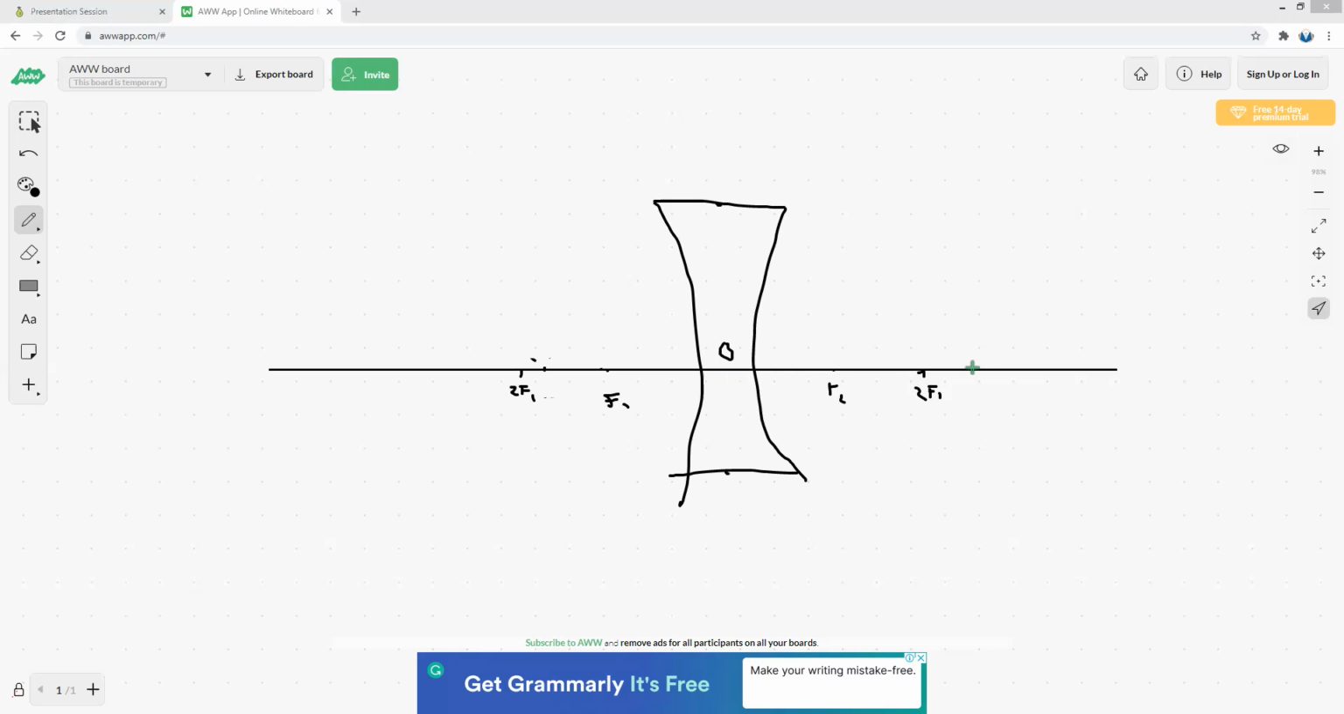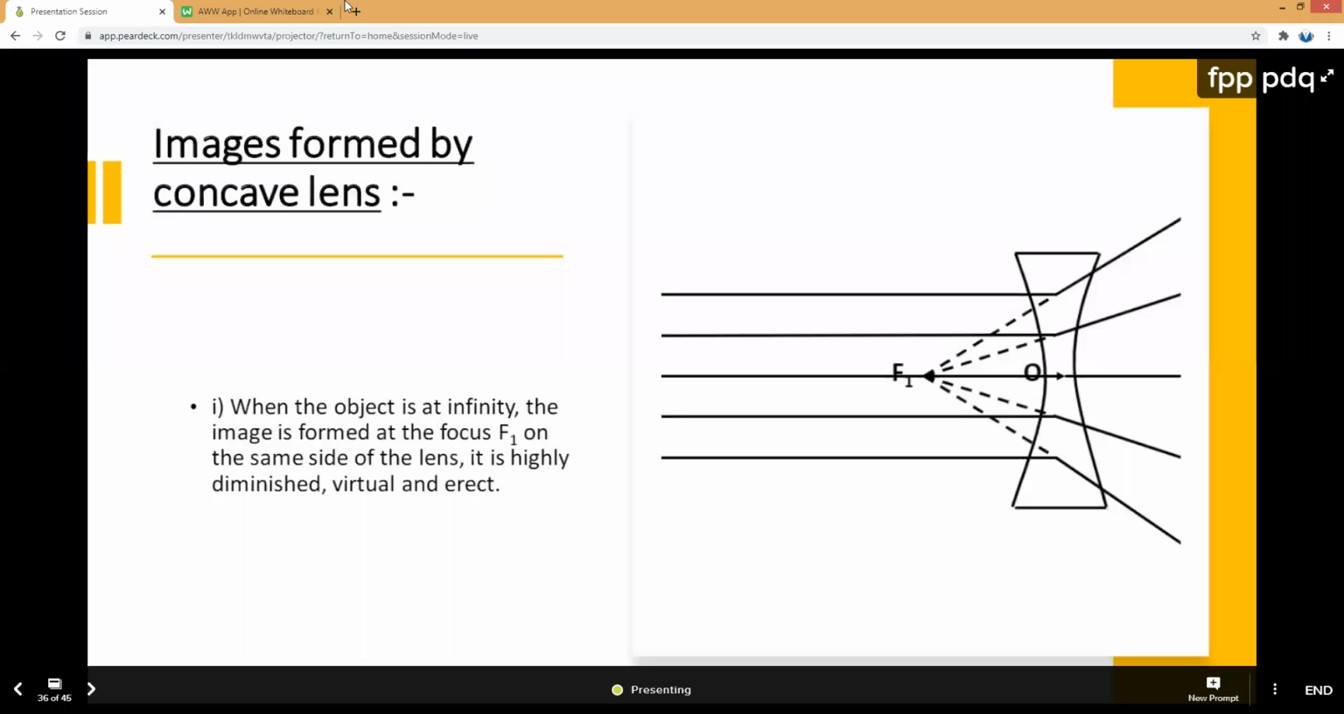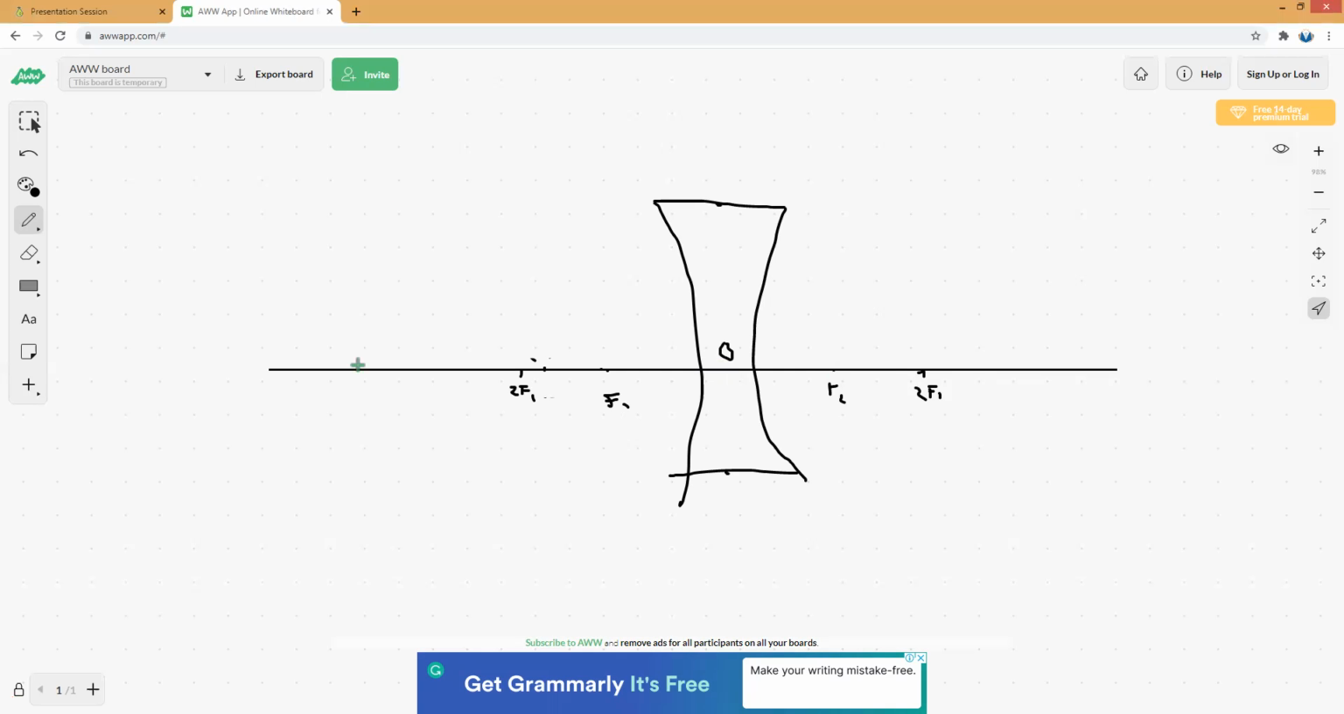Now, first case: the object is at infinity, and the image is formed at the focus on the same side of the lens. So this is the object and it's the parallel line.